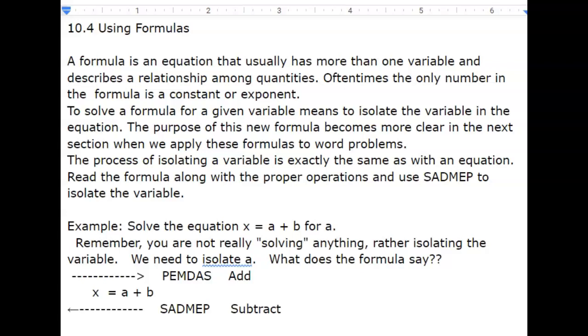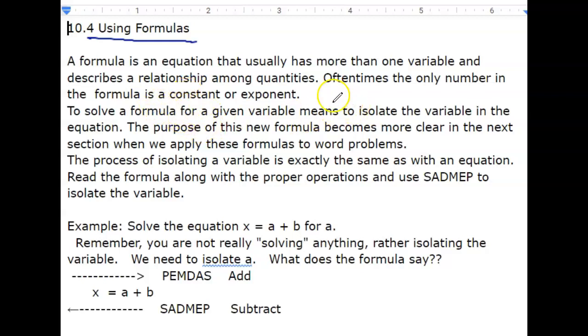Everything else we're going to do in Chapter 10 involves word problems. And among word problems, one of the great ones is formulas. Formulas for area, formulas for perimeter, slope of a line, equation of a line, all those things. Formulas involve lots of exponents, lots of variables, and then maybe a constant in there. A constant just means there's a number like pi or 4/3 or 1/2 or something like that.